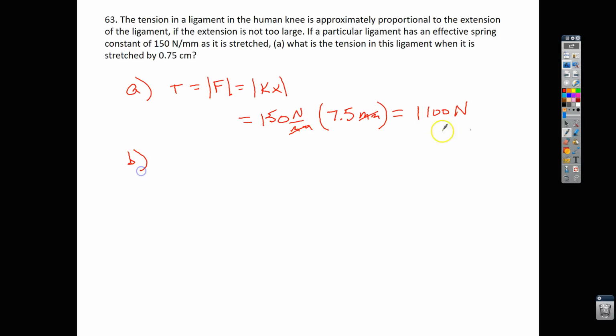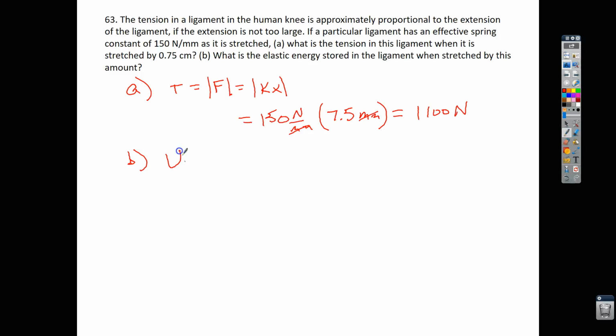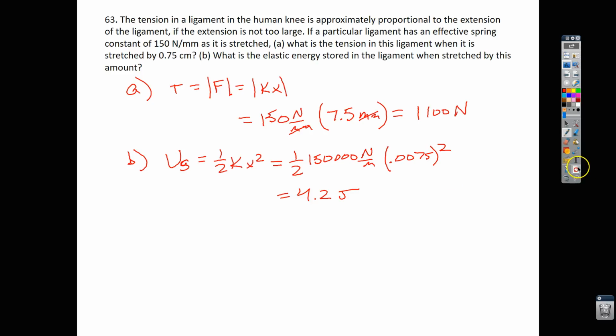They want us next on this one for letter B to find out what is the elastic energy. So we want to know what is the potential energy due to the spring when it's stretched that much. So this would just be 1/2 K X squared. So that's 1/2 of 150,000 newtons per meter. So I had to convert this from newtons per millimeter, just multiplied by 1,000 and got 150,000 newtons per meter. And then we're going to multiply times the stretch, which is going to be 0.0075 meters. So we went from centimeters to meters, and that is squared. So this is equal to 4.2 joules. And that is the end of the problems.